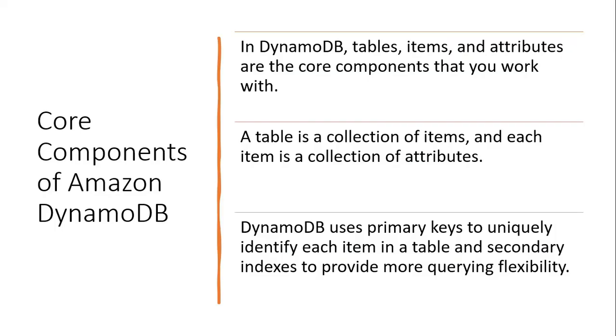What are the core components of Amazon DynamoDB? In DynamoDB, tables, items and attributes are the core components that you work with. A table is a collection of items, and each item is a collection of attributes. This point is also very important. We will see this in the frequently asked questions. DynamoDB uses a primary key to uniquely identify each item in a table, and secondary indexes to provide more querying flexibility.